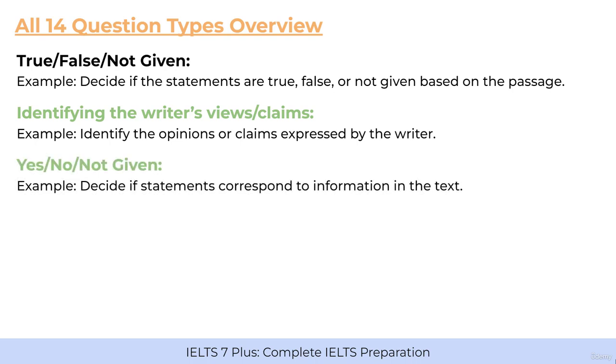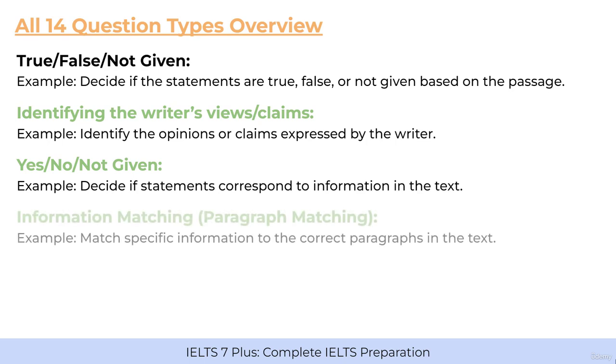Yes, no, not given. Probably less rare than identifying writers' views, but sometimes yes, no, not given is used, and it's very similar to true, false, not given. Yes, no, not given, true, false, not given. Very similar. But more often than not, the question type is true, false, not given instead of yes, no, not given.